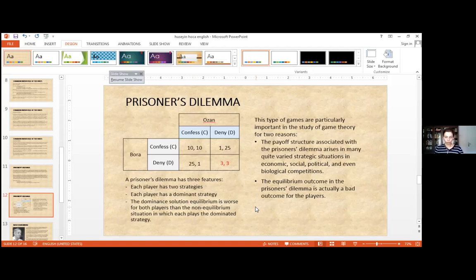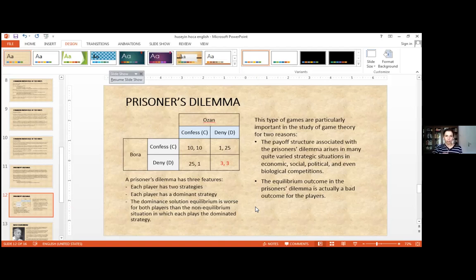It's actually important for 2 reasons. The payoff structure of Prisoner's Dilemma arises in many strategic situations in economics, politics, and social and biological competitions. And the equilibrium outcome in the Prisoner's Dilemma is actually bad for rational players. If you are rational players, there is a better outcome. However, there's this trust issue. So if we are rational, in this type of Prisoner's Dilemma game, we end up with a bad equilibrium.